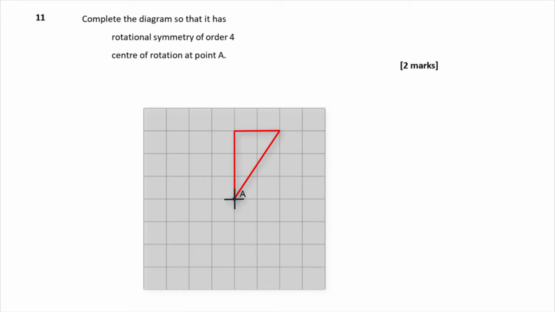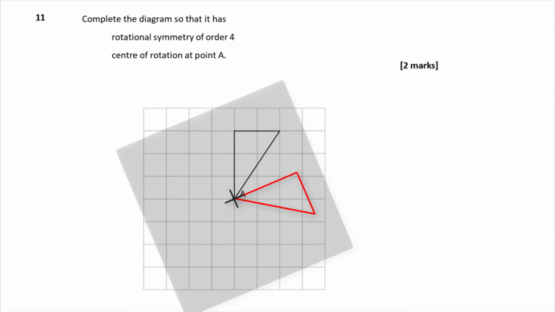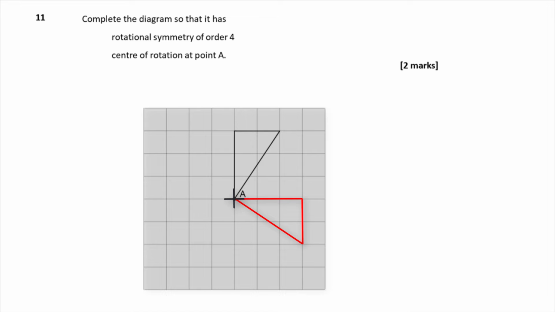And then stick your pen on A and turn it 90 degrees, and you'll see that when your cross lines up again, your triangle is going to be over here. So I'm just going to put the corners in.